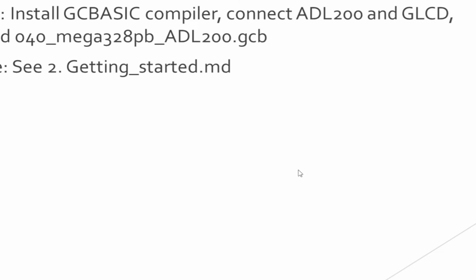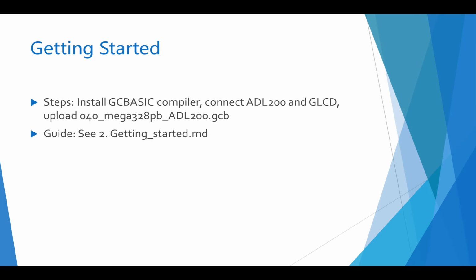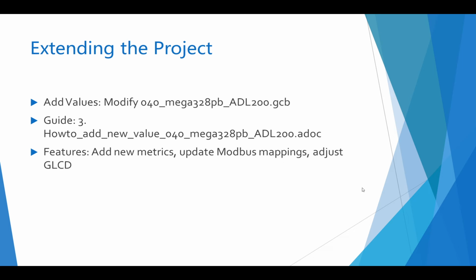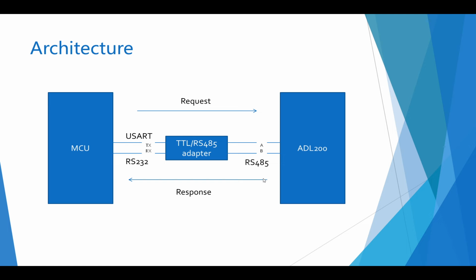So obviously, to get started on this, you're going to have to put GCBASIC up there, connect the ADL and the GLCD, upload the program, and just get started. It's as simple as that. It's very, very simple. You shouldn't be too concerned about it. But once you've done that, you can extend the project, you can add your own values, and I've given you, as I said, that guide to add new metrics, and then you can adjust things in the GLCD or extend it into other components. So what are we looking at?